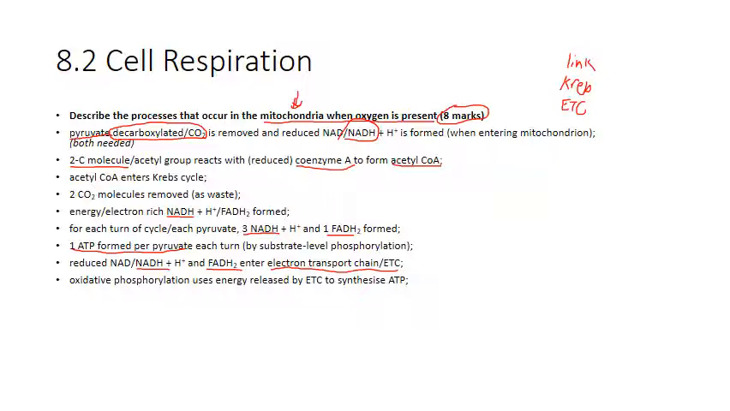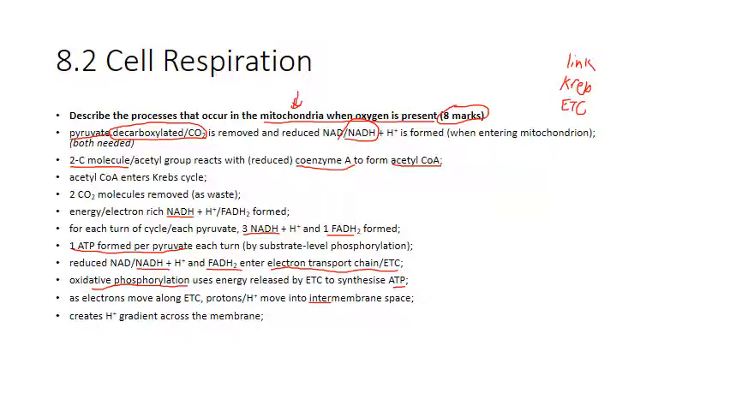So oxidative phosphorylation, again, is the method by which ATP synthase manufactures ATP. As electrons move along the electron transport chain, hydrogen ions are going to be pumped into the intermembrane space. You've got to say inter, not inner, or you won't get the mark. That creates a proton gradient. Another way of saying that is it creates an area of high concentration. You would get the mark there also.